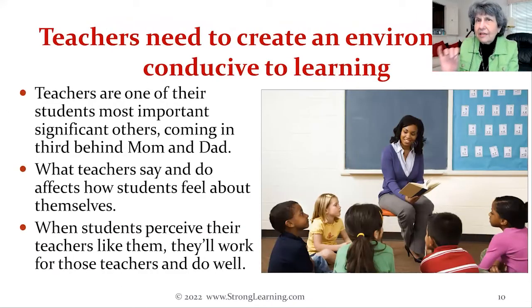The teachers need to create an environment conducive to learning. Without realizing it, the children's most important significant others are mom, number 1 universally, number 2 dad, number 3 teachers. Without realizing it, what teachers say and do affect how children think about themselves. There's been research on this. They'll work for a teacher who they think thinks I'm wonderful. They're going to work for that teacher.